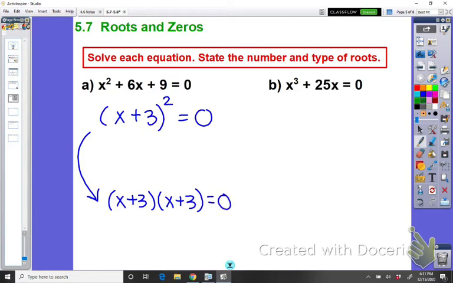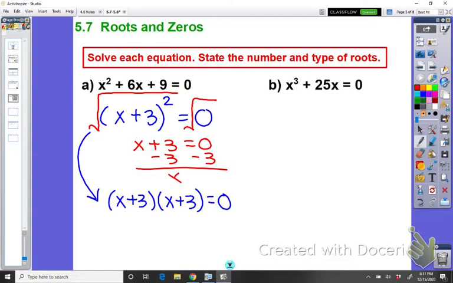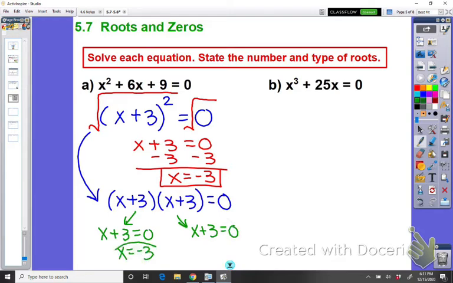So I'll show you this in 2 different ways. If you write it as the binomial squared, unsquaring something means take the square root. So this is x plus 3 equals 0. And if you subtract the 3 over, you're going to get x equals negative 3. Likewise, if you wrote it as two binomials multiplied together, x plus 3 equals 0, and solve this one, x plus 3 equals 0, you're going to find that both solutions are negative 3.